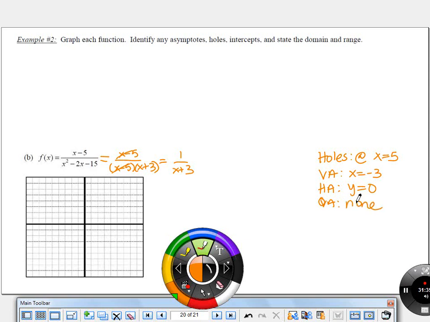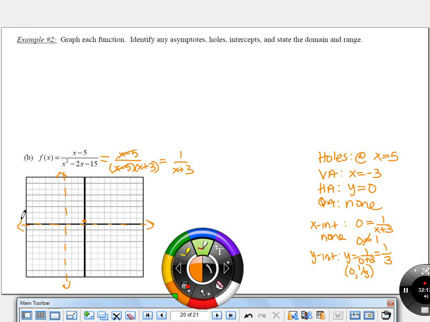Okay? For x-intercept, if I set y equal to 0, and I multiply both sides by x plus 3, I get x equals 1, which is not true, so there is none. And for my y-intercept, y is equal to 1/3. So I have a y-intercept at 0, 1/3. I have my x-intercept, and I have my asymptotes. And I mark those on there.